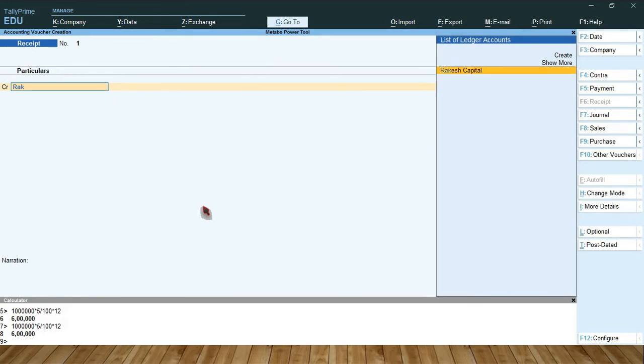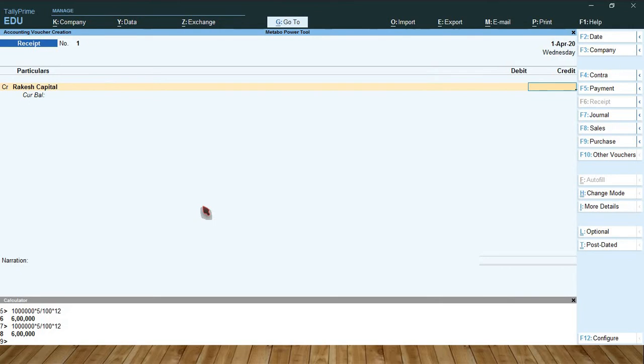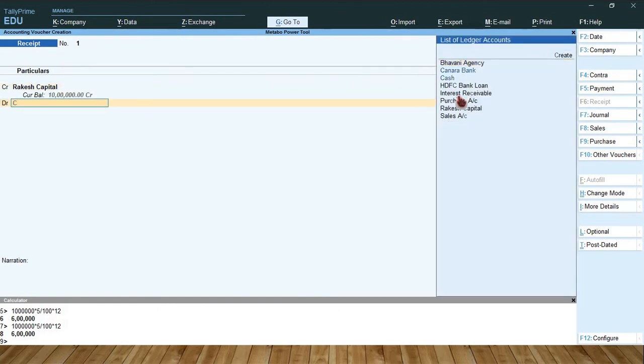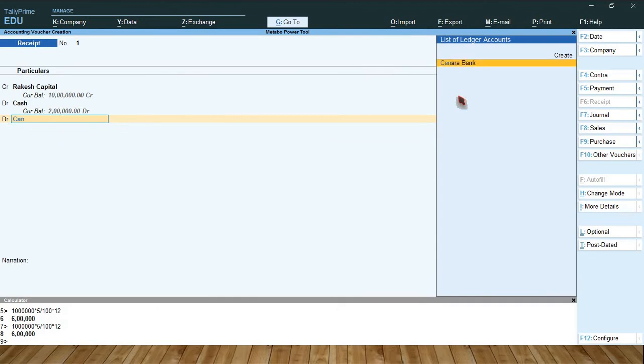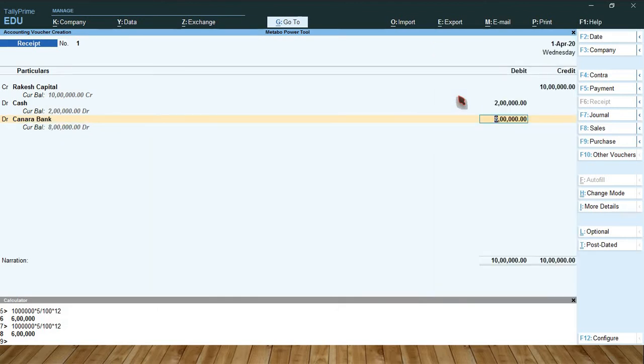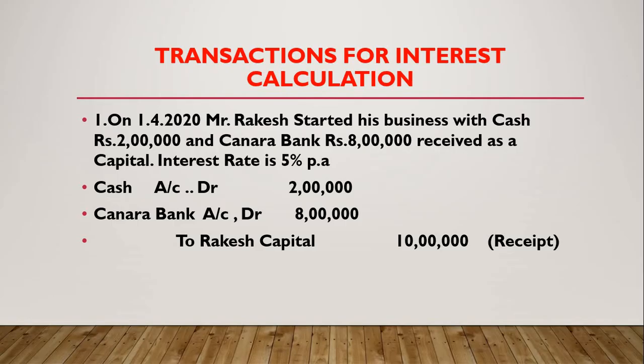So on 1/4/2020, so this is the date, 1/4/2020, Rakesh Capital 10 lakh. So cash 2 lakh, Canara Bank 8 lakh. So cash account debit 2 lakh, Canara Bank account debit 8 lakh, to Rakesh Capital 10 lakh. Accept.